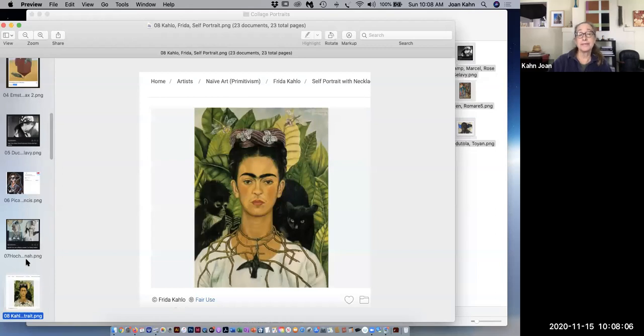Frida Kahlo, this is a self-portrait. I think it was called Self-Portrait with Necklace of Thorns. And notice the animals on her shoulders, the native plant behind her, and the thorns around her neck, which represented her struggles with pain because of her health problems throughout her life. She kept animals. She was very attached to her animals. There's a cat on her left shoulder and a monkey on her right.